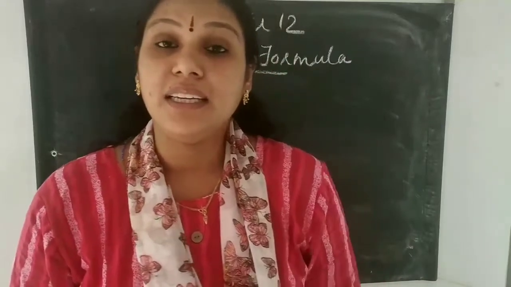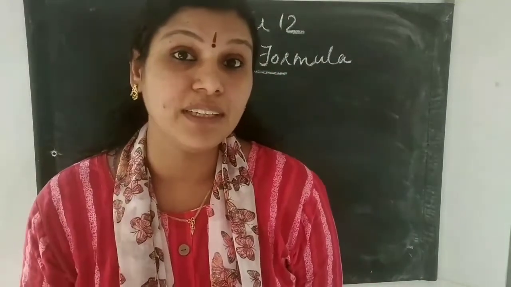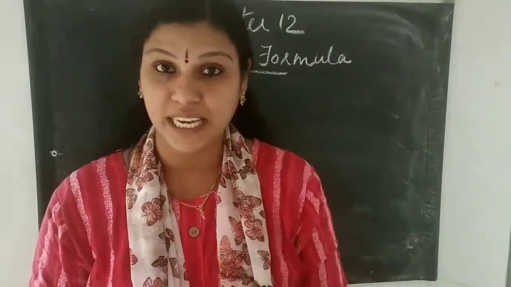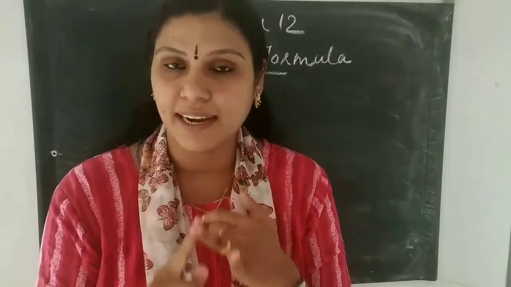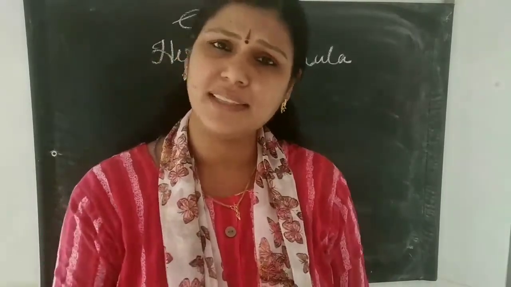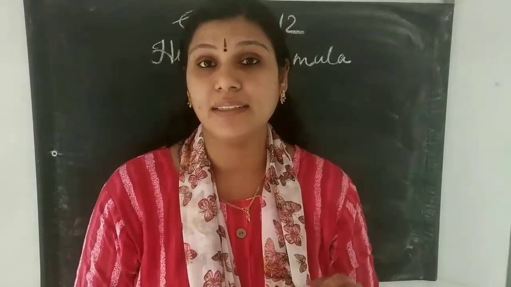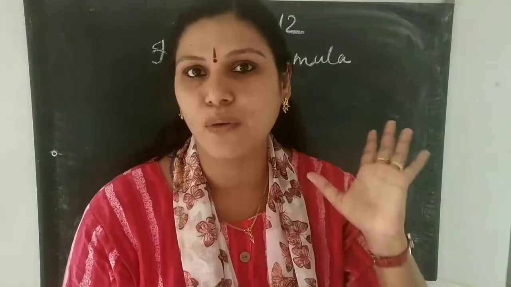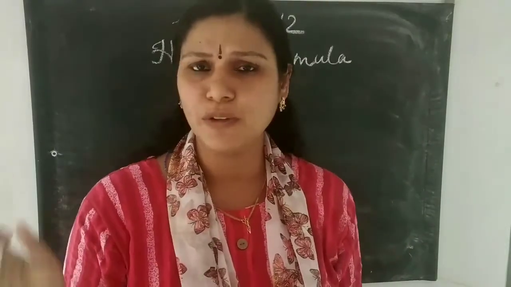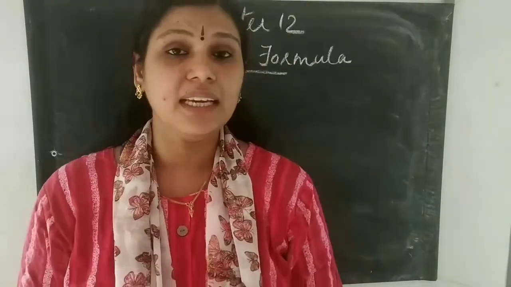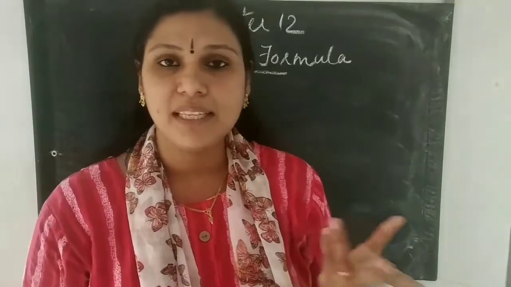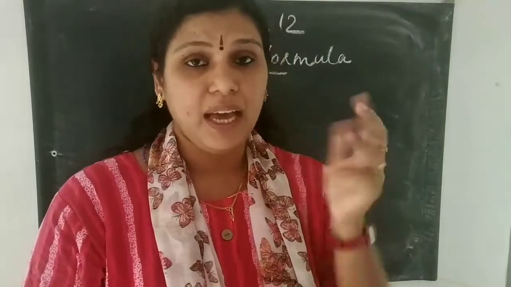Okay, children, in earlier classes you have studied some figures and shapes such as rectangle, triangle, square, quadrilaterals, etc. And also you learned the perimeter and the area of those figures. For example, in a rectangle, what is the area? That is L into B, that is length into breadth, and its perimeter is 2 into (L plus B).